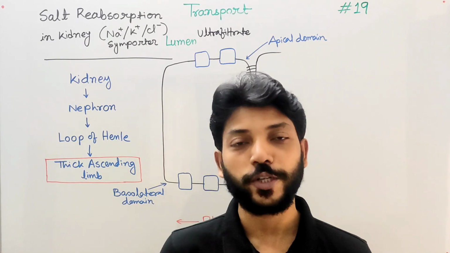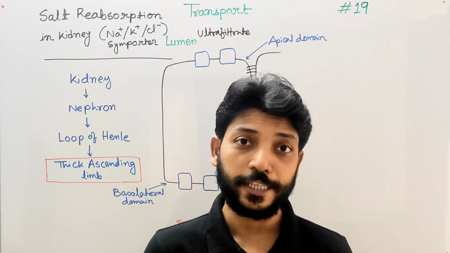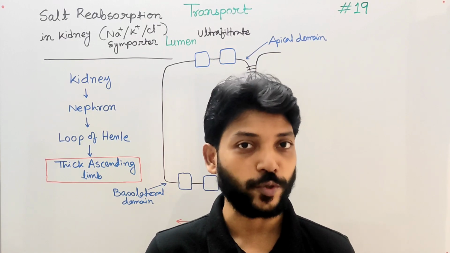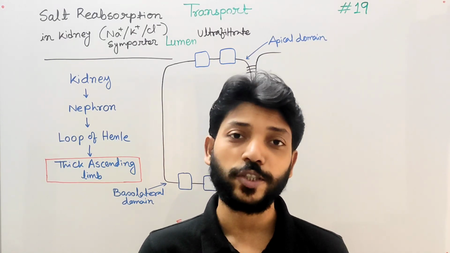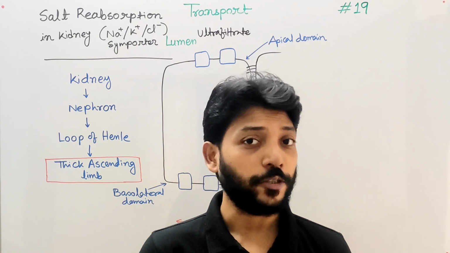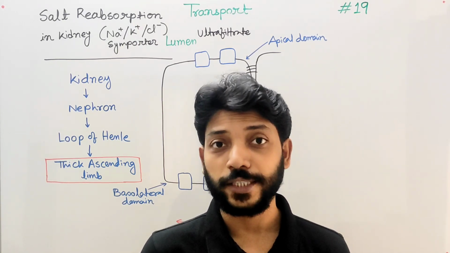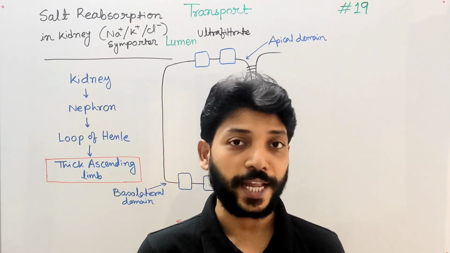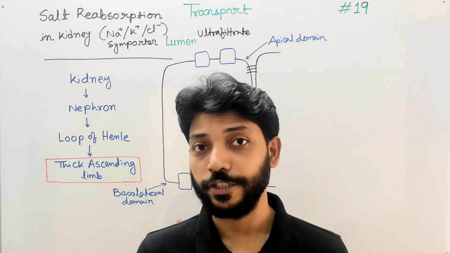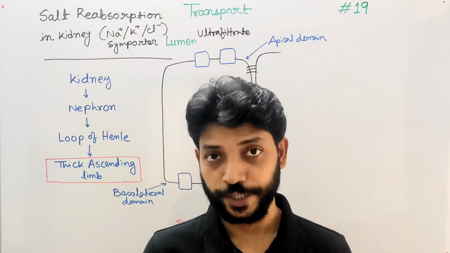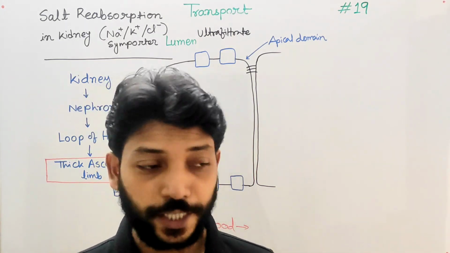Welcome everyone. Today we are going to learn about salt reabsorption in the kidney by the sodium potassium chlorine Symporter. The main function of the kidney is to filter waste products from the blood plasma, like urea, but it also maintains the proper amount of body fluid and the correct amount of ion concentration in the blood plasma to maintain blood pressure. So reabsorption is very important.